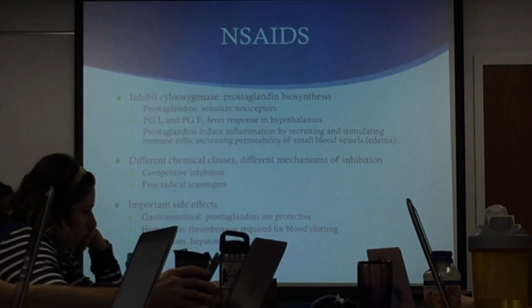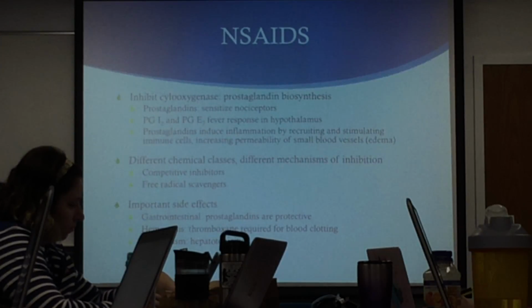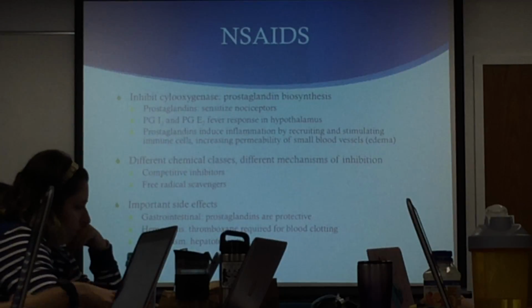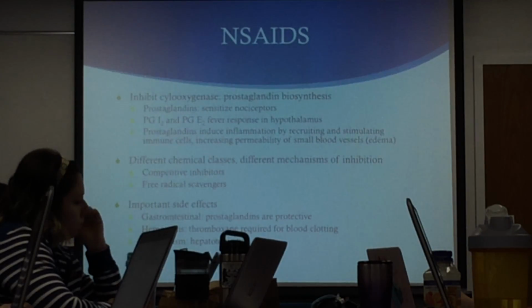The reason they cause GI problems is that prostaglandins in the gastrointestinal tract are protective. Your GI system excretes a lot of enzymes that are designed to break down tissue and protein. They also, in your stomach, excrete a lot of acid. So prostaglandins are necessary for those protective mechanisms so they don't start digesting the digestive system itself. I'll talk a little bit about the role of thromboxane and blood clotting, and then I'll talk a little bit about the toxicity related to metabolism.